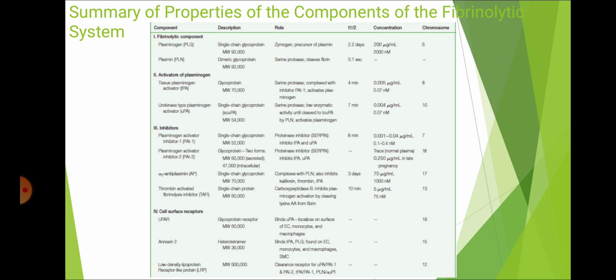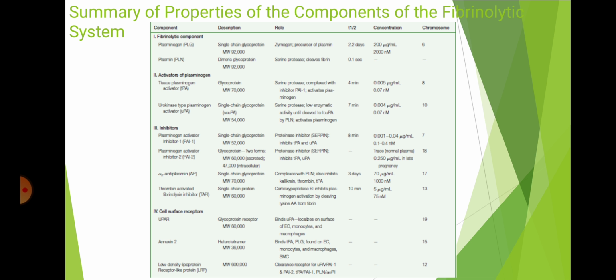Plasminogen activator inhibitor 1 is a single chain glycoprotein. It is a protease inhibitor, that is serine protease inhibitor, serpin. It inhibits tissue plasminogen activator and urinary plasminogen activator. Then the plasminogen activator inhibitor 2. It is a glycoprotein and it is a serpin, that is serine protease inhibitor, which inhibits tissue plasminogen activator and urinary plasminogen activator. Then alpha 2 antiplasmin, which is a single chain glycoprotein. It complexes with plasminogen and also inhibits kallikrein, thrombin and tissue plasminogen activator.